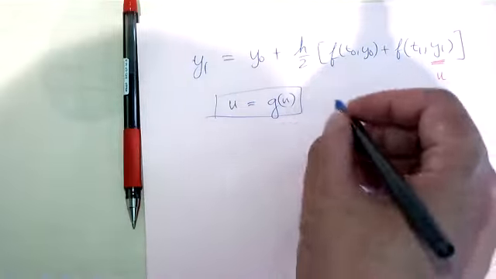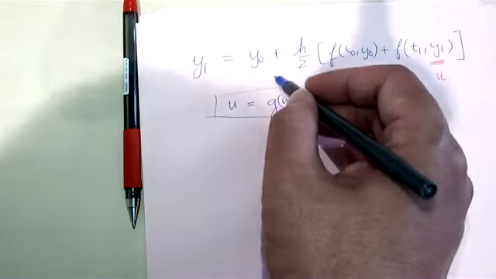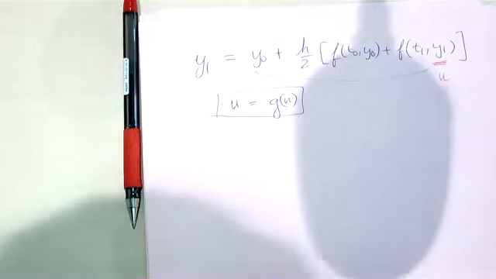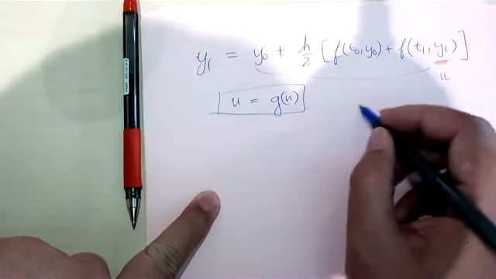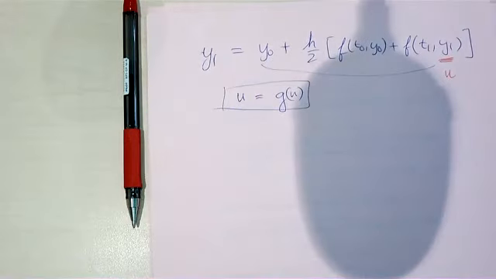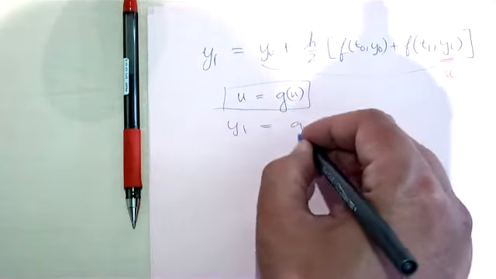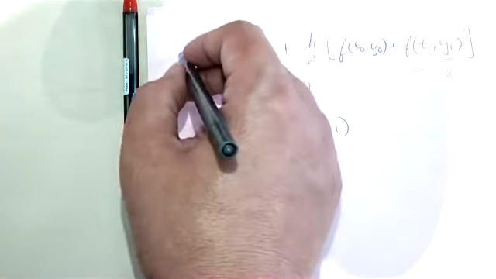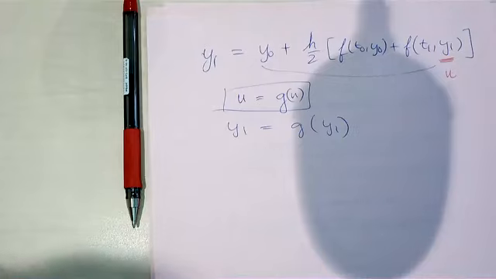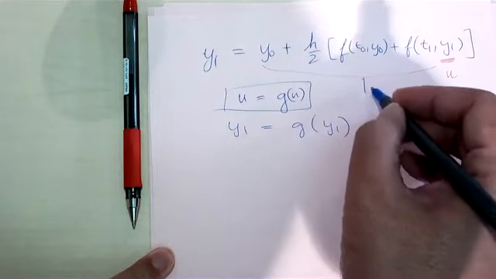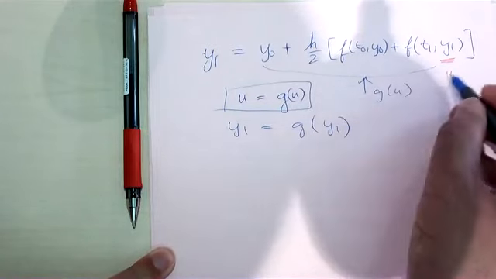And now G will be the right hand side here. So this one is defined to be g(u). If you replace y1 by u, then this is your right hand side. And then the equation here will be just y1 equals g(y1). So y1 is just g(y1), if you put g to be this expression, with y1 equal u.